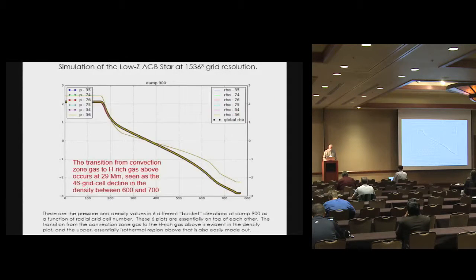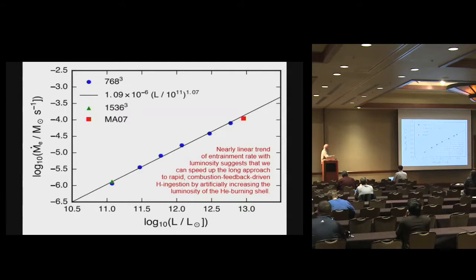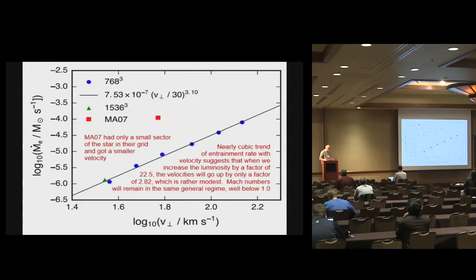And this is a set of calculations we did that establish a nice scaling relationship, that if we double the luminosity, that's the energy dumped in from helium burning, then we double the rate at which the unprocessed hydrogen is being pulled down. And so we figured we had to go so far and we had so much computer time, and so we upped it by a factor of 22.5.